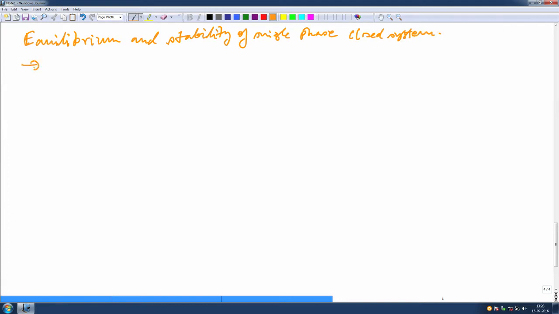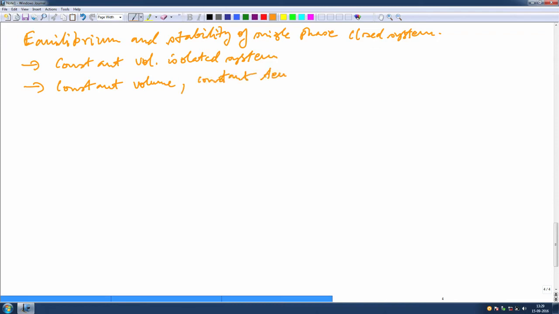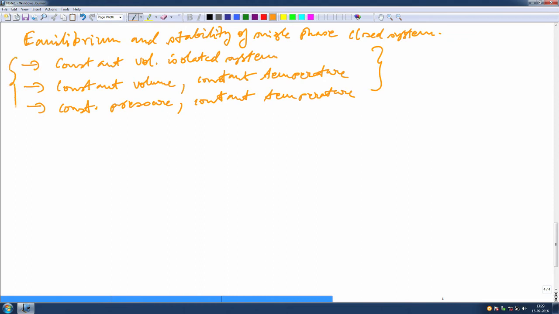Okay. So, there are several possible ways. One is basically if you assume that the system is of constant volume and isolated. From your previous knowledge of thermodynamics, you already know what a constant volume isolated system can be. The system can also be of constant volume, constant temperature, or of constant pressure, constant temperature. Okay. So, we will see three possible systems over here. The first one, which is basically a constant volume isolated system, let us look at that.